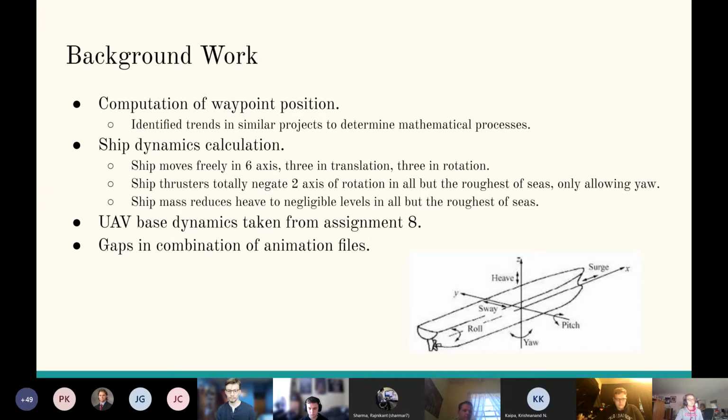And then we used assignment aids and filled in the gaps in combination and animation files. So this includes adding a C, adding object interactions, stuff like that.